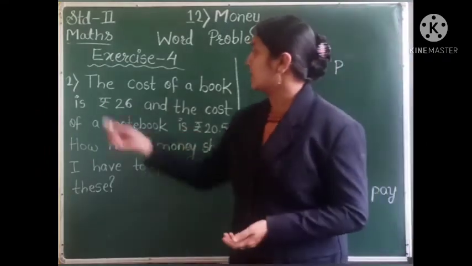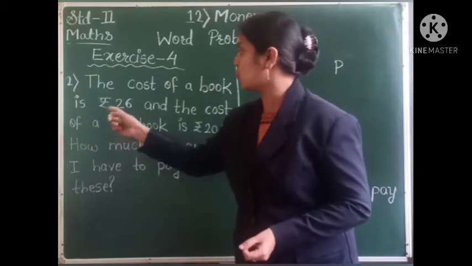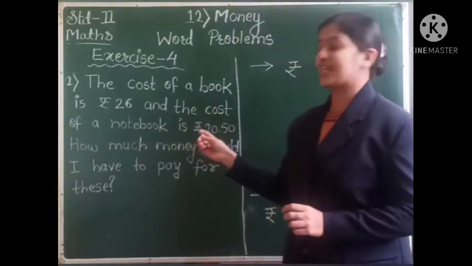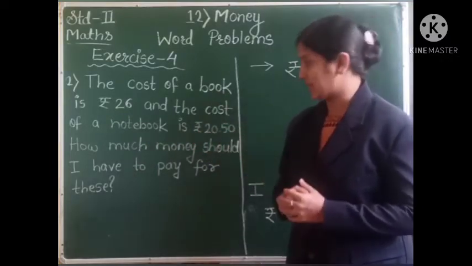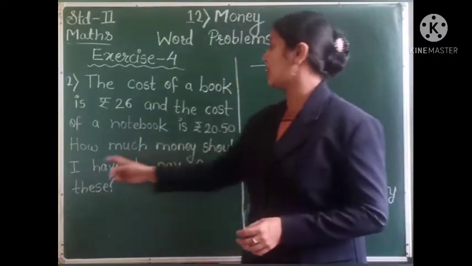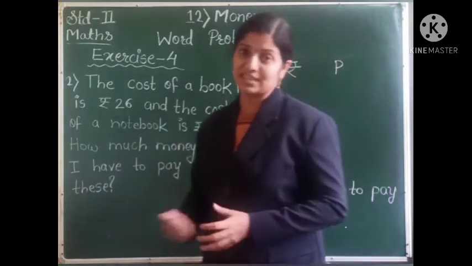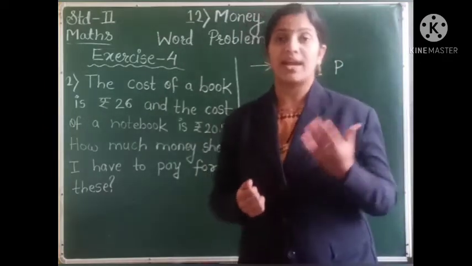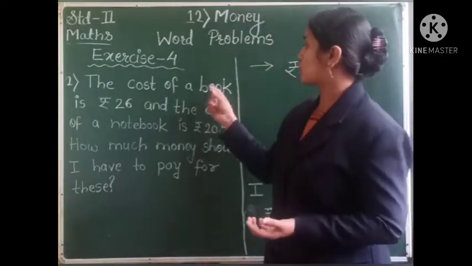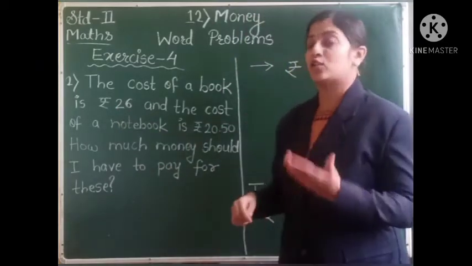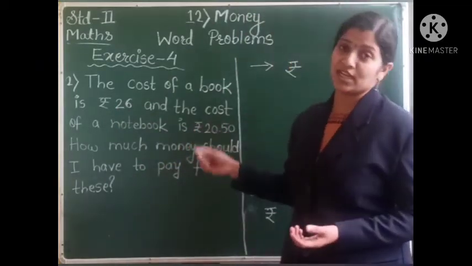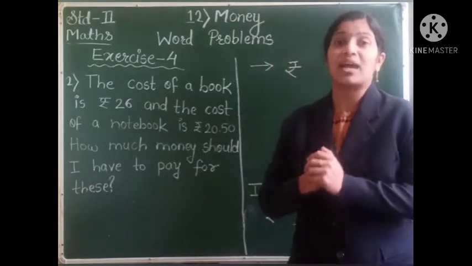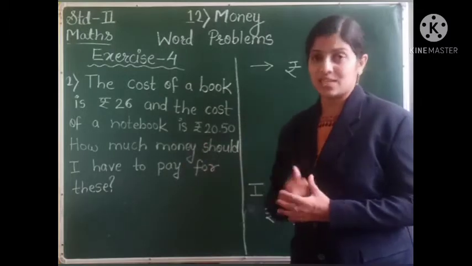So here you can see the cost of a book is rupees 26, and the cost of a notebook is rupees 20.50 paise. How much money should I have to pay for these? So there is a boy who is going to buy a book and a notebook, right? The cost of the book is rupees 26, and the cost of the notebook is rupees 20.50 paise. So he is asking us how much money should I have to pay for these books.